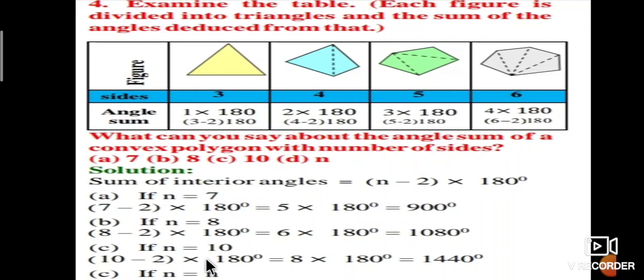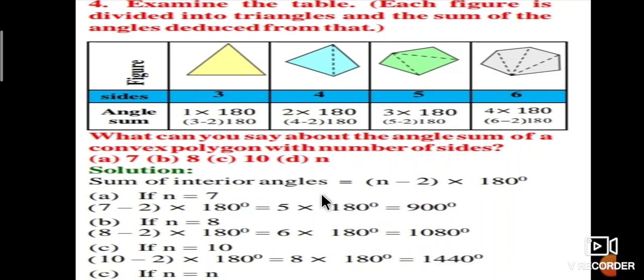Next, if the number of sides is 10, the sum of the interior angles of a polygon is (n minus 2) into 180. In place of n, we substitute n equal to 10, because the number of sides is 10. Therefore, 10 minus 2 into 180, that is 10 minus 2 is 8, into 180 degrees. 8 into 180 is 1440 degrees.